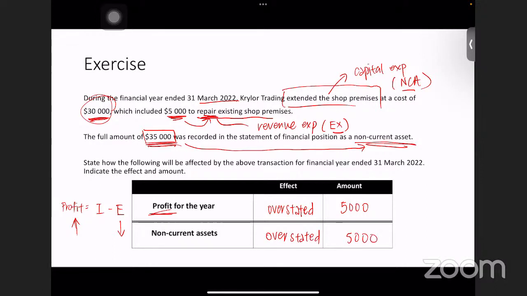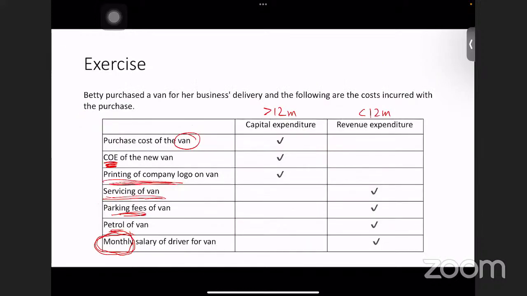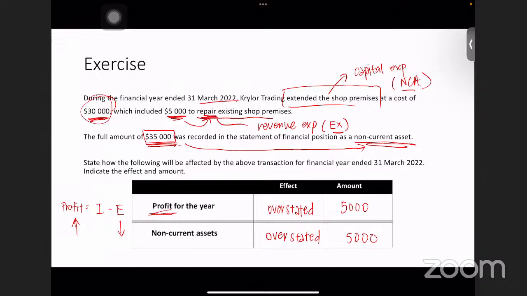So this is another type of question that they can ask. Normally it will be like that: what's the effect on this if your capital revenue is written wrongly, or like the previous question where they ask you to tick. So these are the ways that they can test you.